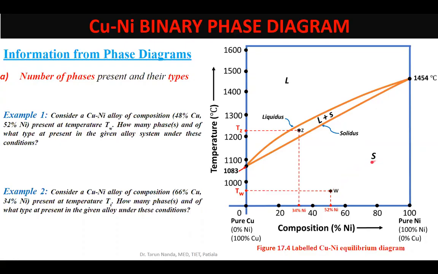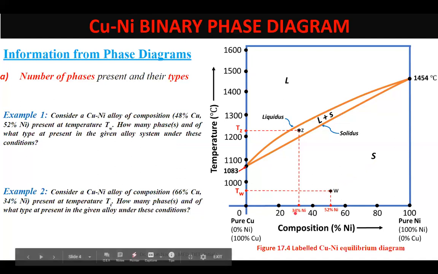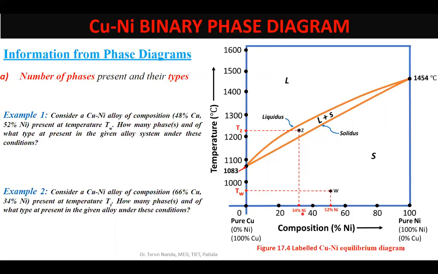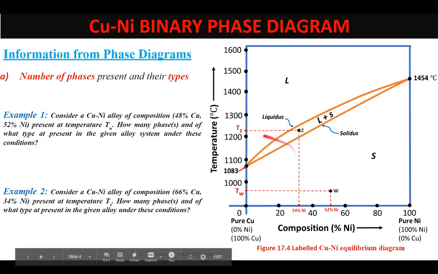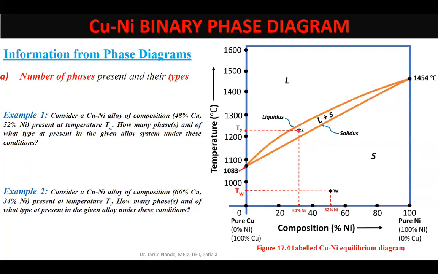But what's the type of the phase? The phase is a solid solution of copper and nickel. Similarly, if it was asked that our interest lies in a copper nickel alloy with 34% nickel and 66% copper, and it's lying at temperature Tz, you see the temperature composition point is given by Z, and Z happens to be lying in this two phase region containing a mixture of liquid and solid solutions.